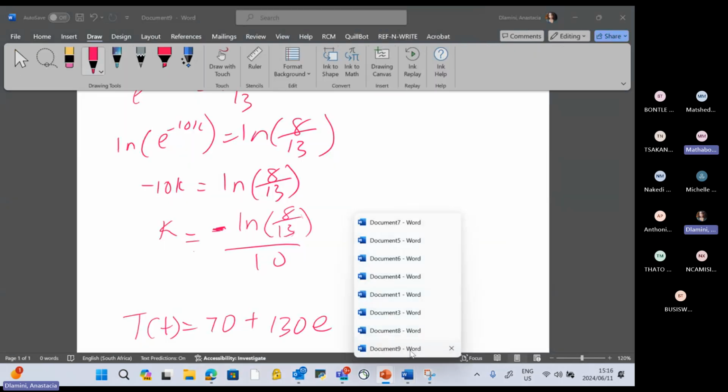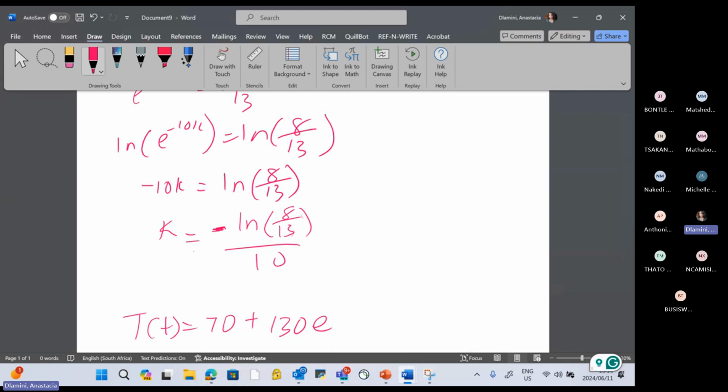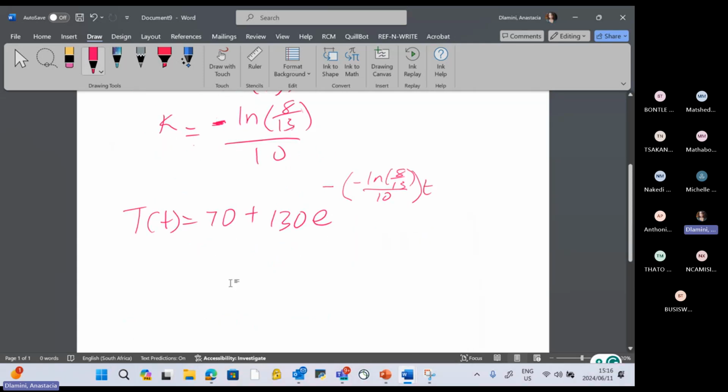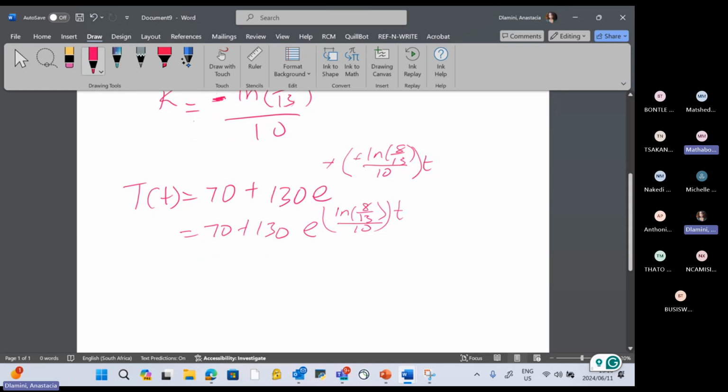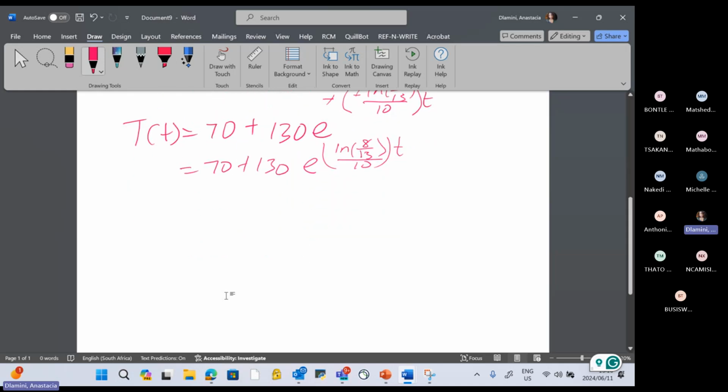So let's go back. This will now be minus ln of 8 over 13 over 10 times t. So T equals 70 plus 130 e to the power of, and this minus will be positive, so ln of 8 over 13 over 10 times t. Are we together, guys? Yes, ma'am. We are just jumping the step.